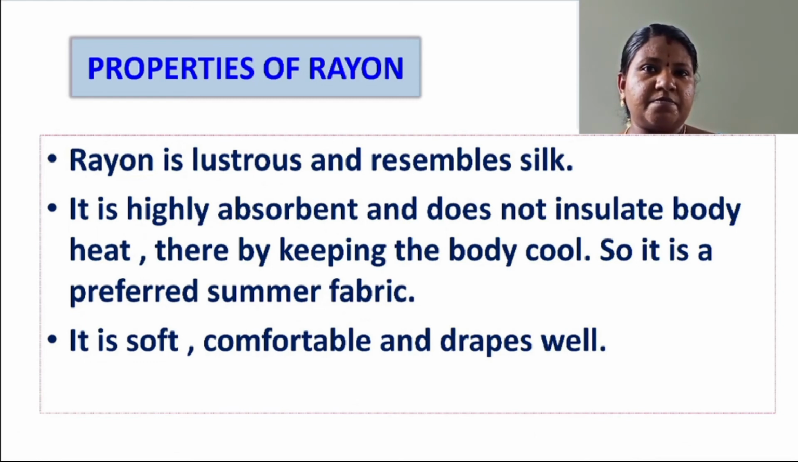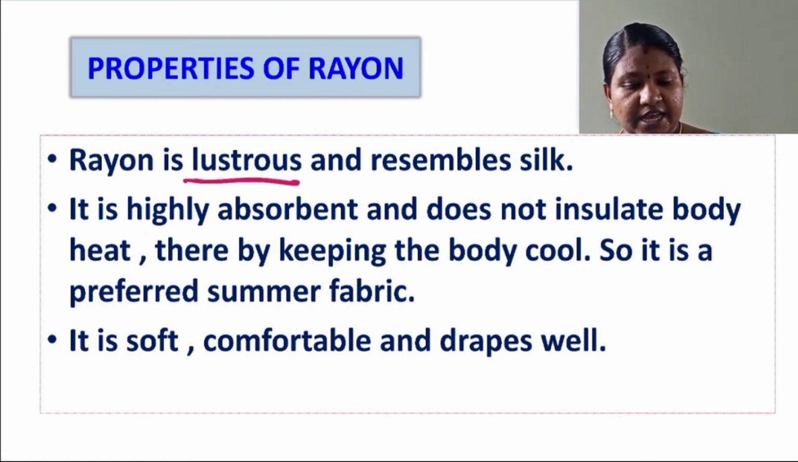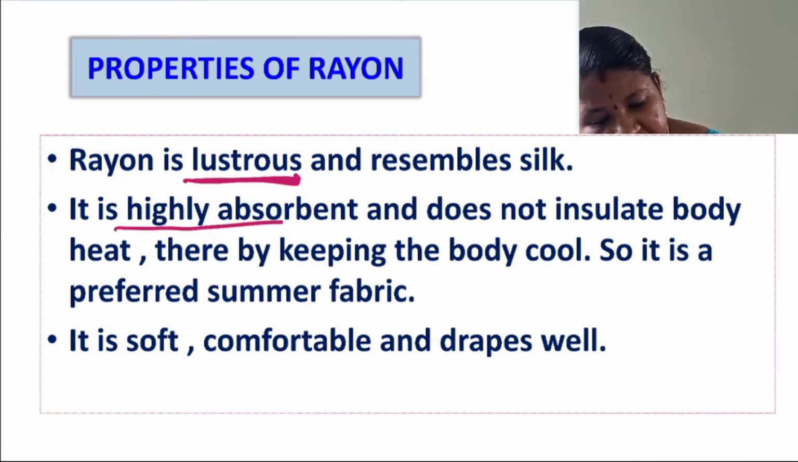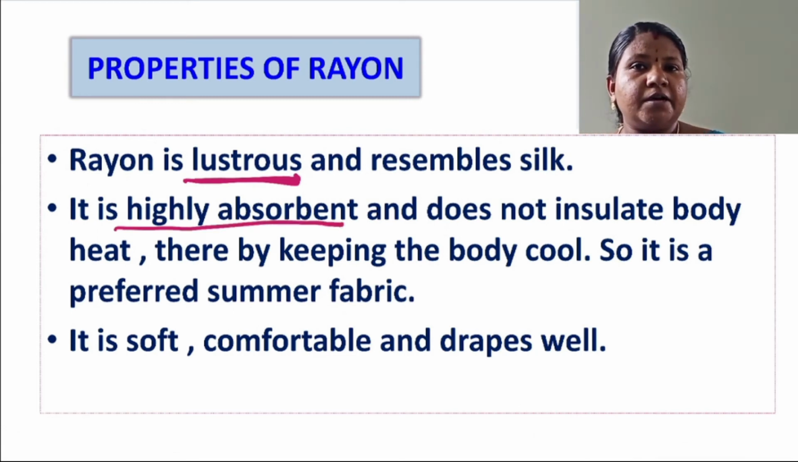What are the properties possessed by rayon? As we already said, it resembles natural silk, so it has the property called luster. We can say rayon is lustrous and resembles silk. And it is highly absorbent, not like nylon, because nylon will not absorb that much water.